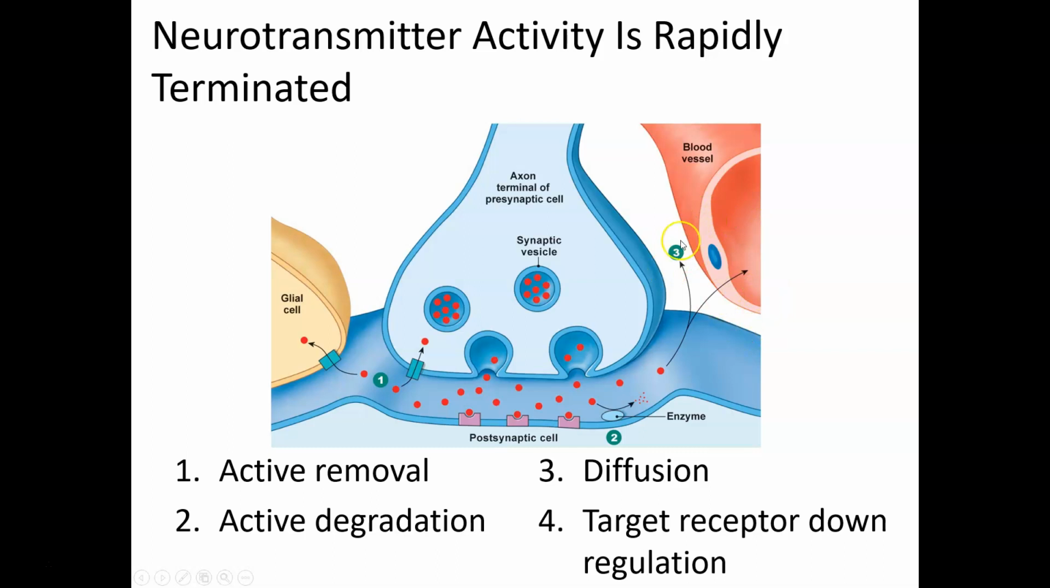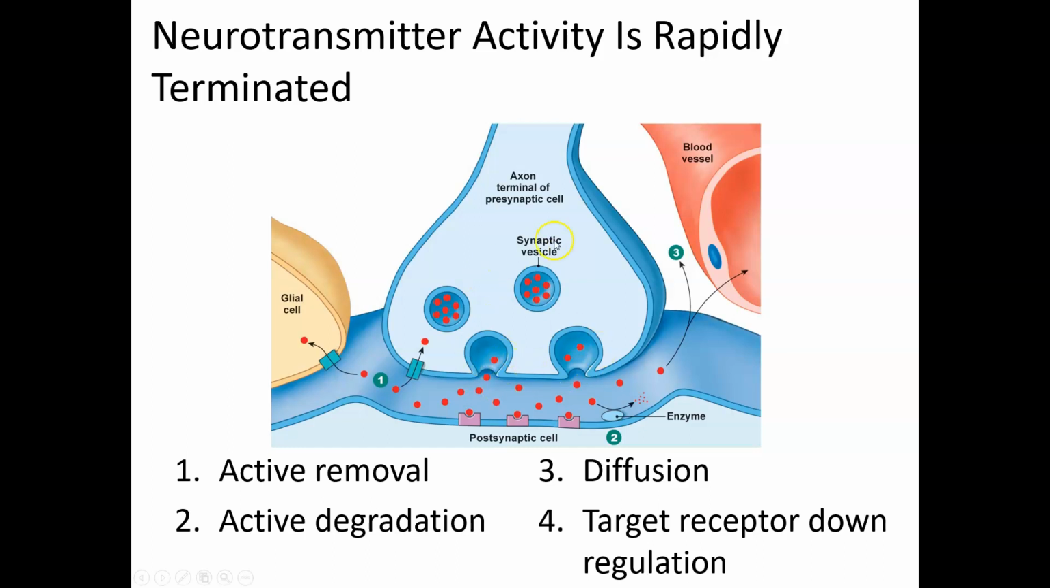The third way to do it, right up here, is you can just diffuse away. Here it's showing diffusion in the interstitial fluid, or just diffusion in the bloodstream and potentially acting as a hormone now, because it's a chemical that's in the blood that would potentially have target cell receptors that it can bind to.